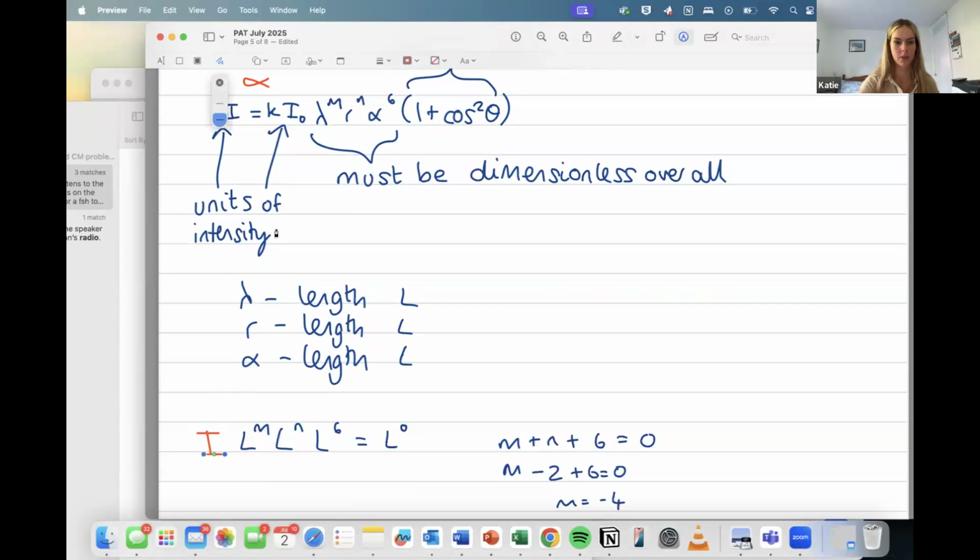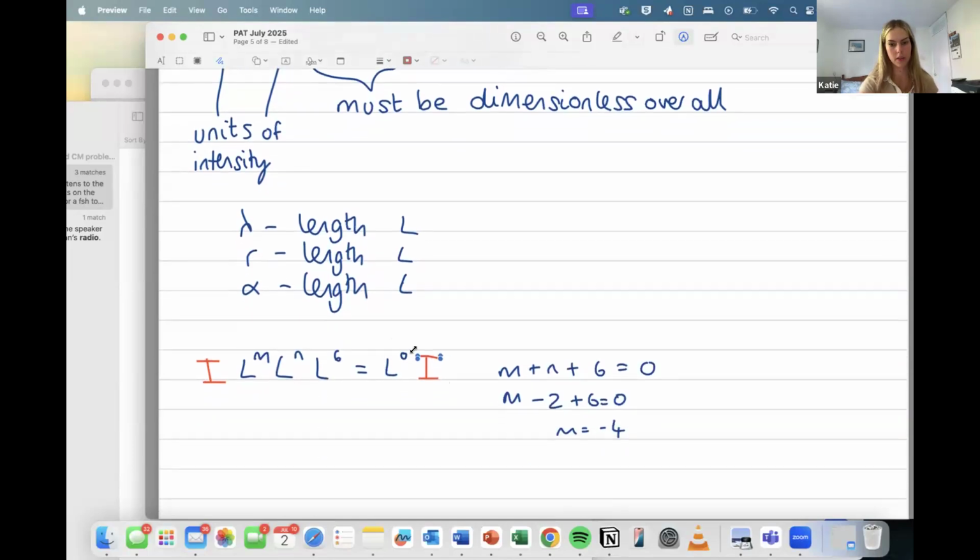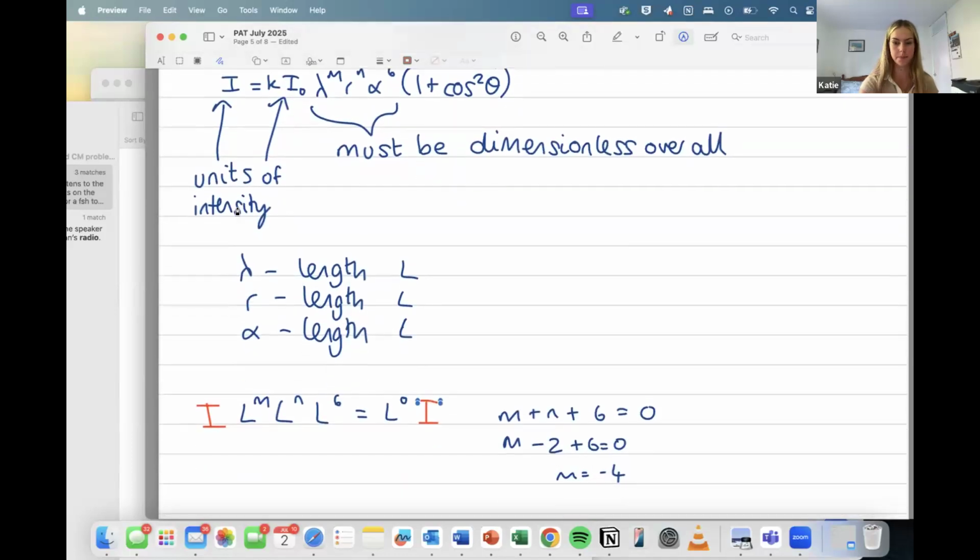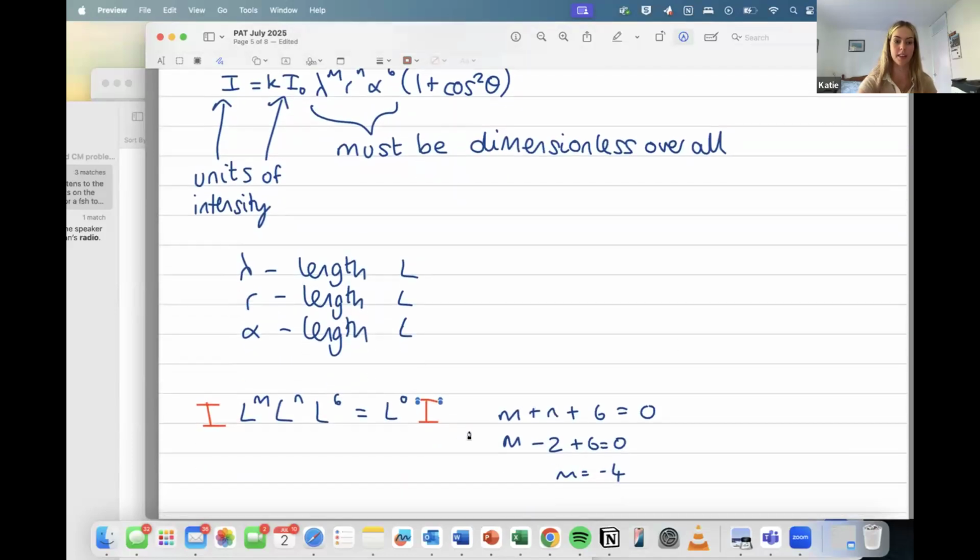And this will be the right-hand side of the one above, and there to the power of 1. So this L to the 0 is what I've got here with just the I. And then this is the L to the M, L to the N, L to the 6. And we know that that equals 0 since there's no L on this side. So we can just say this M, this N, and this 6 must equal 0, since the units on both sides must be equal.